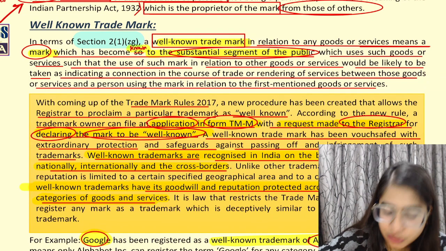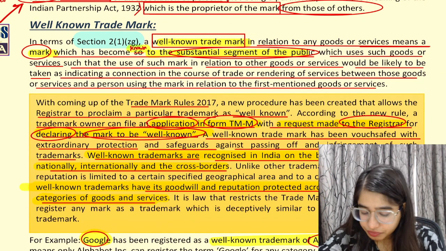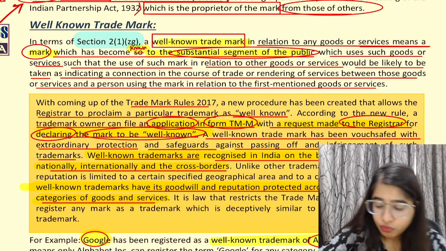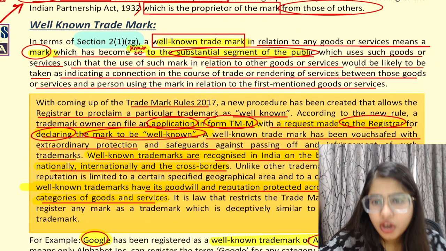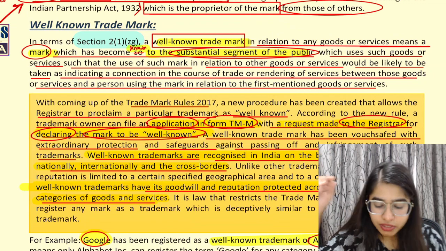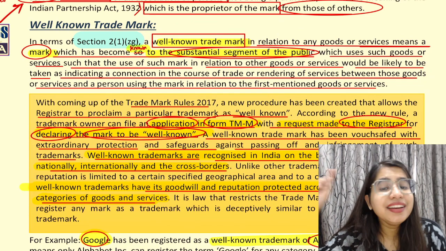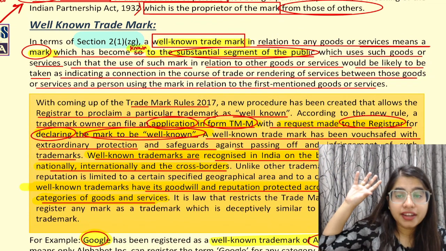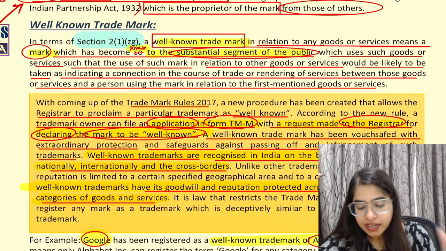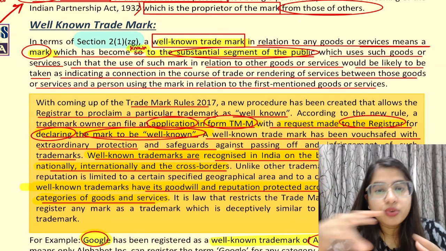Such that the use of such goods and service in relation to other goods and service would be likely to be taken as indicating a connection in the course of trade or rendering of service between those businesses and the person using the mark in relation to the first mentioned goods. So much written, such a big paragraph. Here simply one point is given that well-known trademark means a famous mark which is known to a substantial segment of the public.